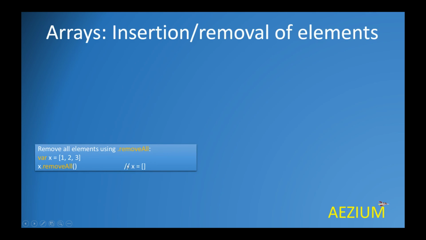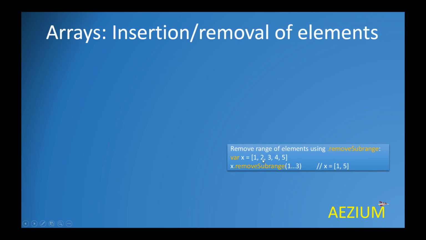If we wish to remove all the elements of an array, we could use .removeAll with parentheses in front of it, and the outcome of this would be an empty array. So x will become equal to an empty array.